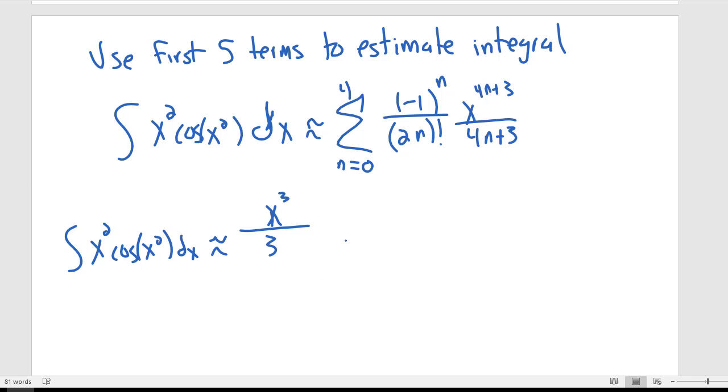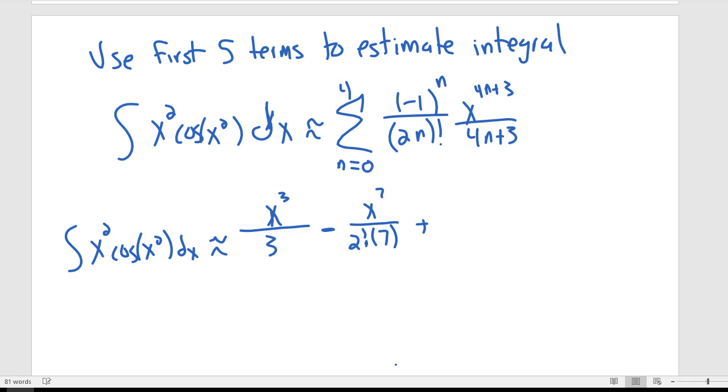All right, now when I plug in n equals 1, I'm going to get negative 1 to the 1, which is a minus. And then I'm going to have in the denominator 2 times 1 factorial, which is 2 factorial. And then when I plug 1 in here, I'm going to get 4 plus 3, which is 7. So 2 factorial times 7. And then I'm going to have x to the 7 from the variable. So there's my first two terms. I'm going to say plus.